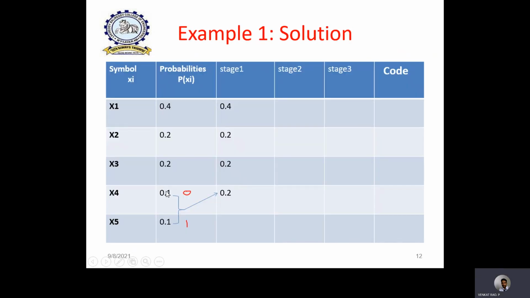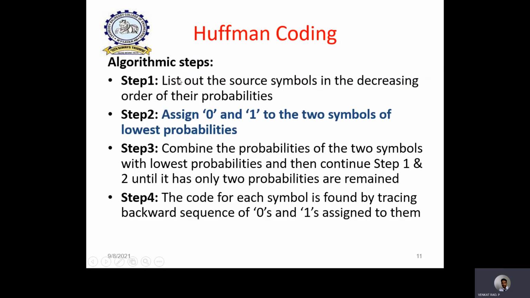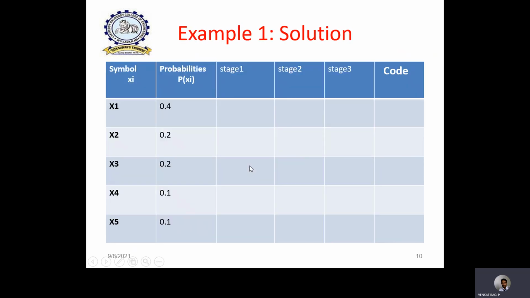So here we add these probabilities. So sum will be 0.2. Then we need to continue step 1. What is step 1? List out the source symbols in the decreasing order of their probability. That means if we add these two, the sum will be 0.2. So that means these two symbols will become only one symbol having only one probability. So then in the next stage, the total number of probabilities is only 4 instead of 5, because we are going to add these two into a single one.